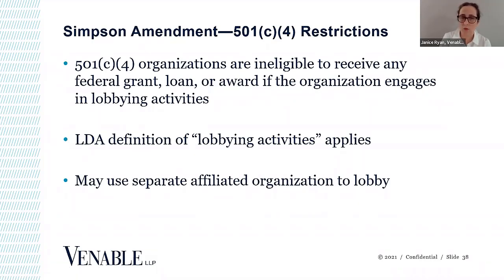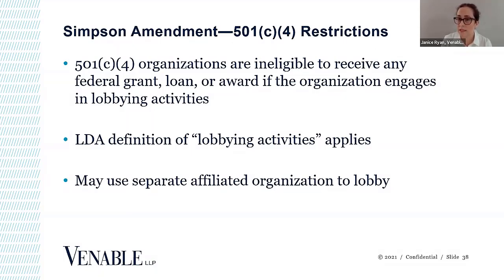The first restriction that I'm going to highlight here is the Simpson Amendment. If you are a 501(c)(4) organization under this portion of the Lobbying Disclosure Act, you are ineligible to receive any federal grant, loan, or award if your organization engages in lobbying activities. And we use the LDA definition of lobbying activities for purposes of the Simpson Amendment. So all of the rules that Lindsay went over in terms of what is and is not lobbying under the LDA is the rule that applies here.